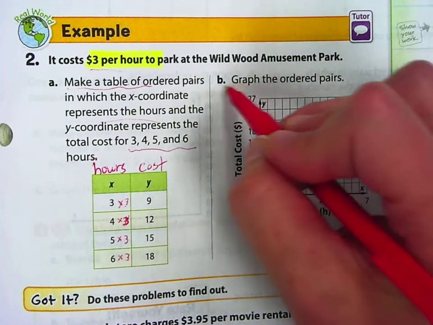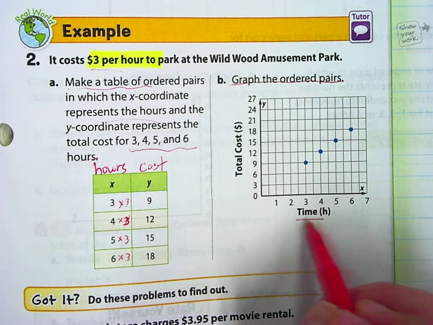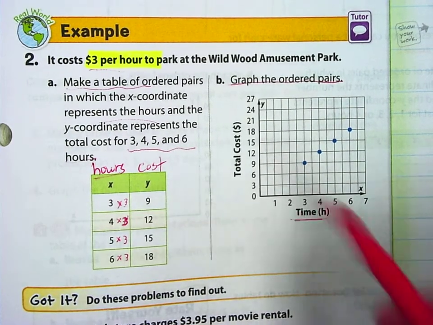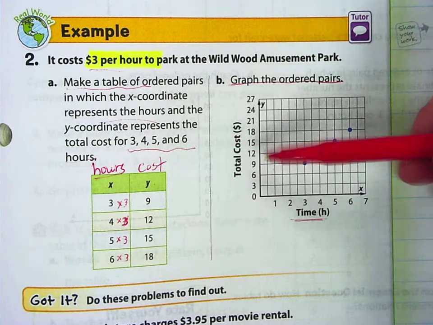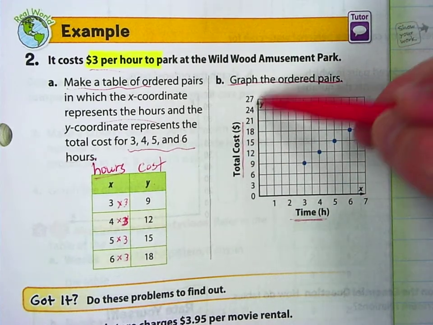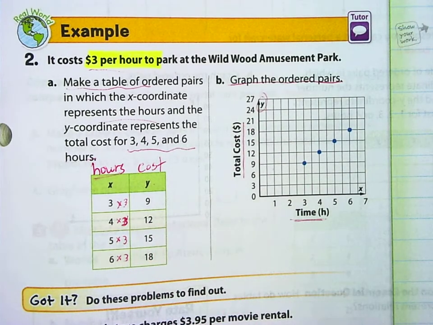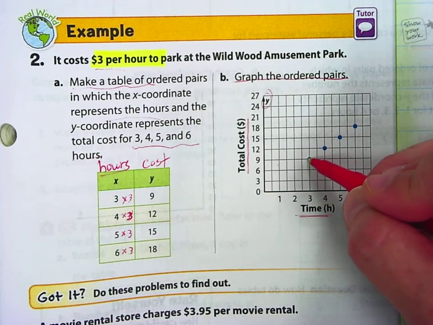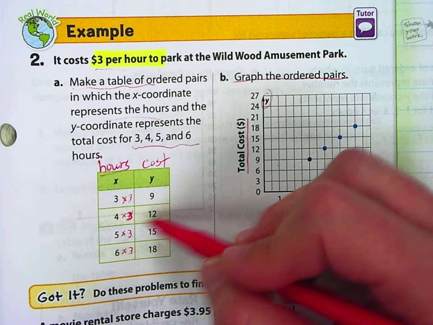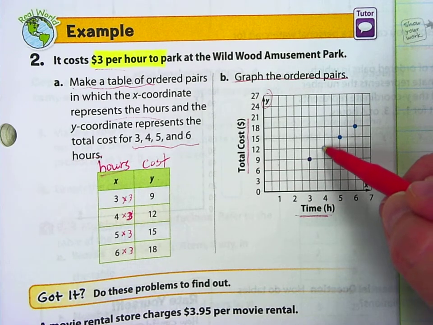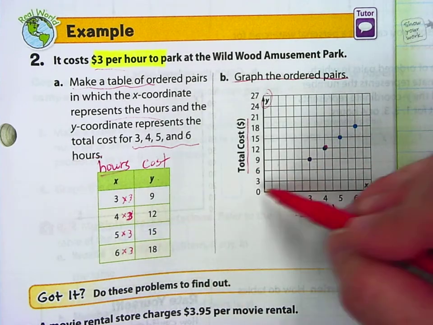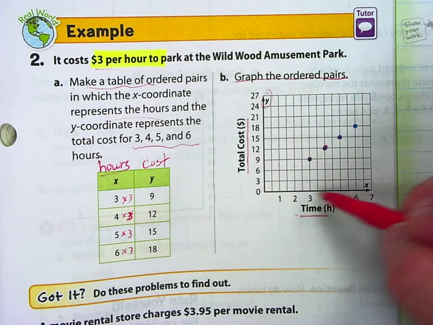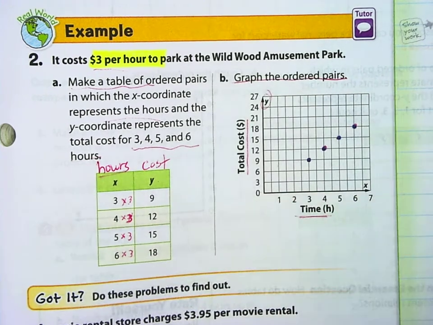So then you're going to make sure that you label the hours, the time, along your x-axis. The y is your total cost, so that goes along your y-axis, and then you're going to graph your ordered pairs. So 3, 9: over 3, up to 9. Graph 4, 12: over 4, up 12. Graph 5, 15: over 5, up 15. And then graph 6, 18: over 6 and up 18.